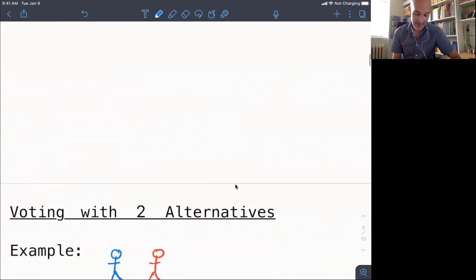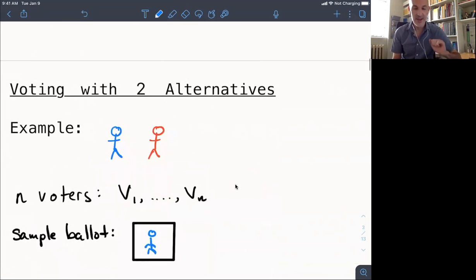So what I'm going to start with is an example of voting with two alternatives. Say my alternatives are red and blue. So there are two people running for office, a red person and a blue person. What is voting? Voting is collective choosing. Suppose there are n voters. With these two choices, what would a ballot look like? A ballot looks like, who do you want to vote for, the red person or the blue person? So a sample ballot would just be, you declare who you're voting for.